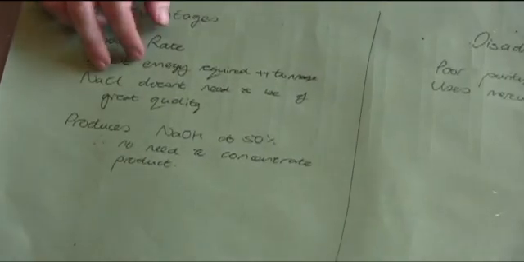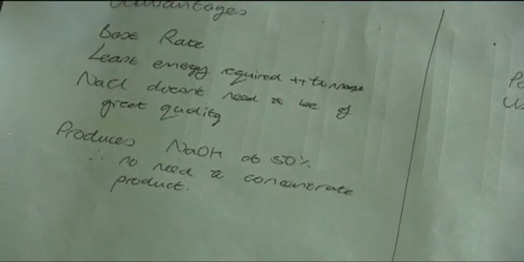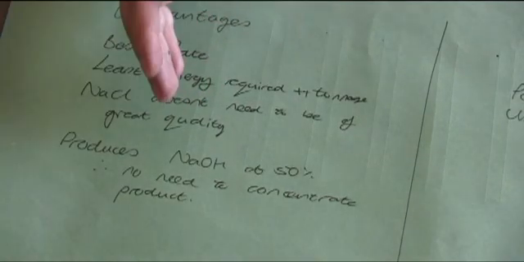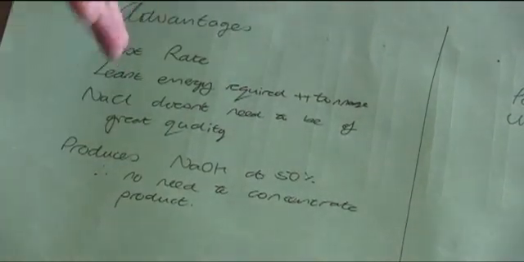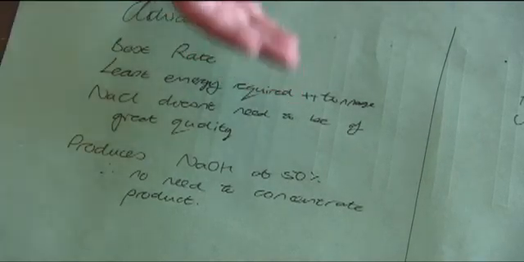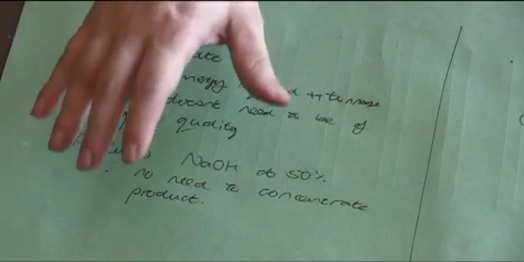The sodium chloride that the process uses as a feedstock doesn't actually have to be of great quality, and the process produces sodium hydroxide at about 50%, which means you don't actually have to concentrate the sodium hydroxide further to get the solid out, which is a great advantage in terms of energy.